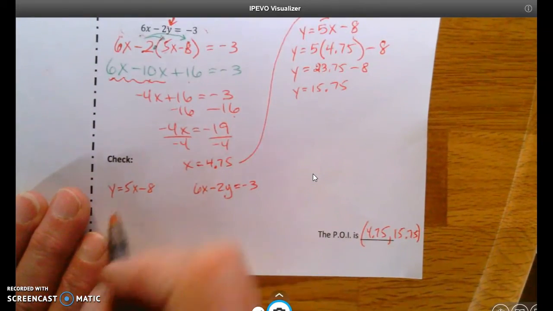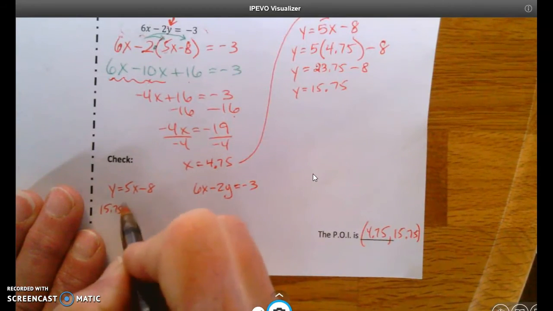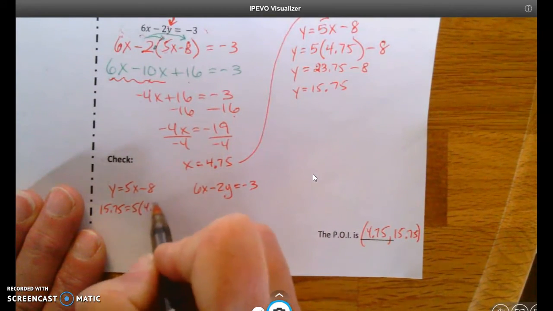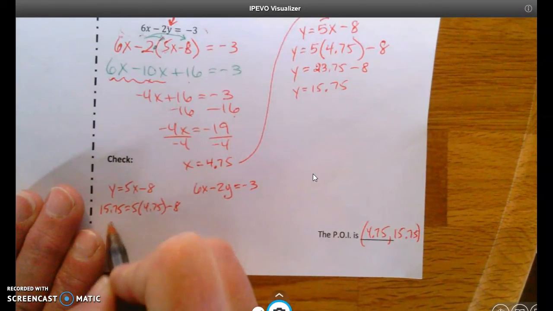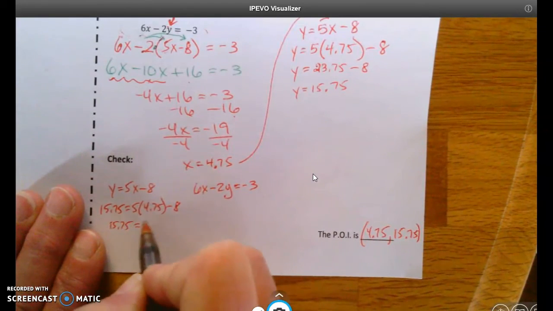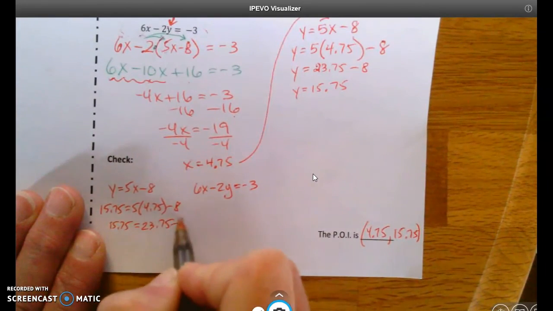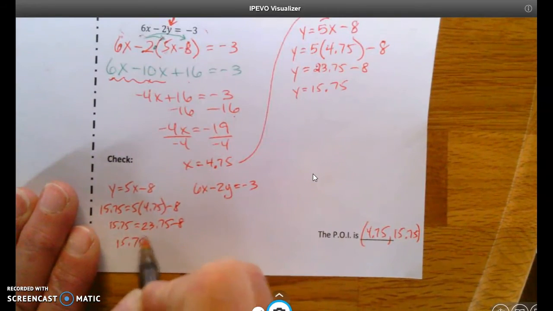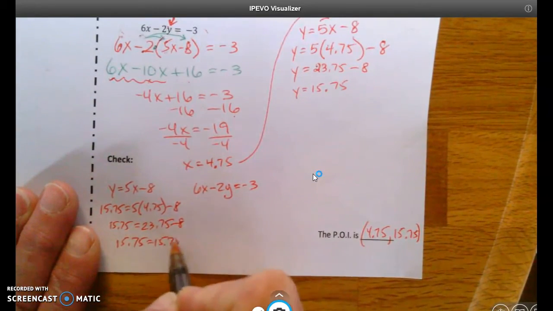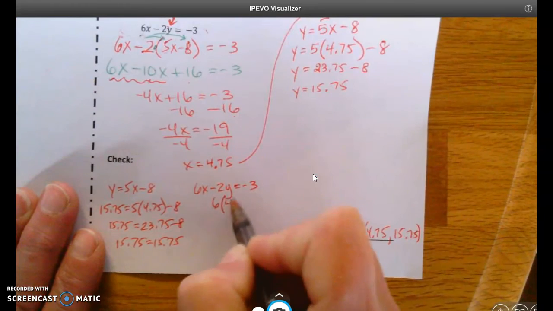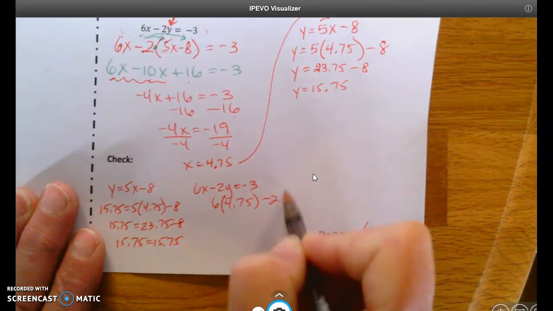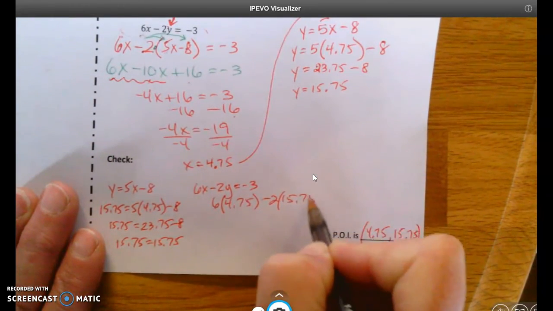Let's see, y is 15.75, 5 times 4.75 minus 8, we kind of just did that. We got 23.75 minus 8, so of course this one checks. And then this one, let's see, 6 times 4.75 minus 2 times 15.75.